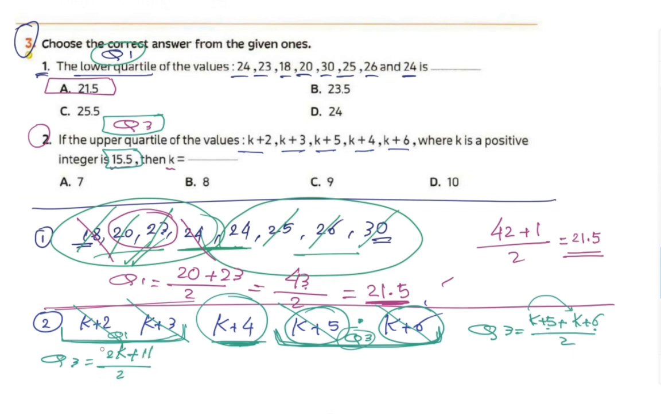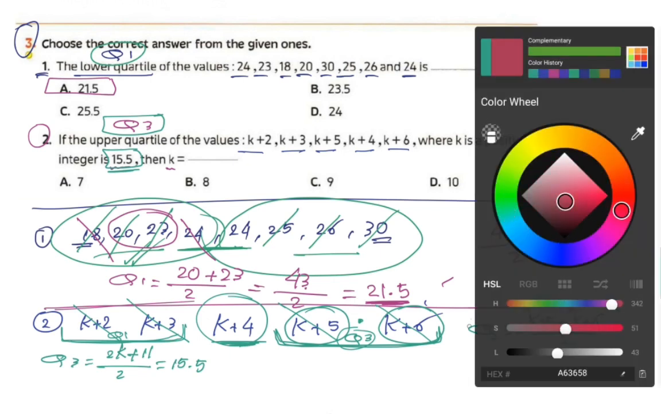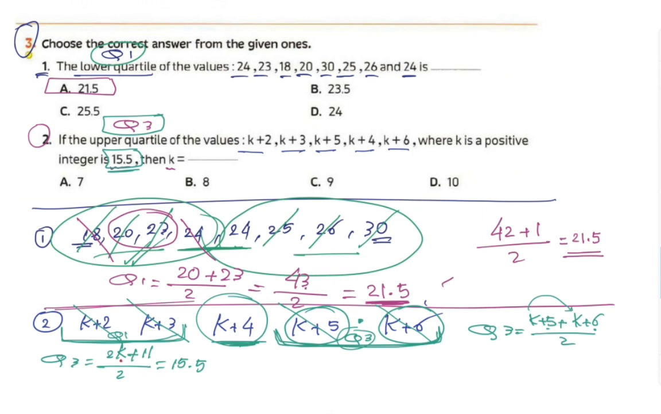But the question told me that Q3 equals 15.5. So all these numbers equal 15.5. Now I have an equation with one variable. What's the variable here? It's K. K is the variable here. To solve this equation, which is divided by 2, I find the value of K.